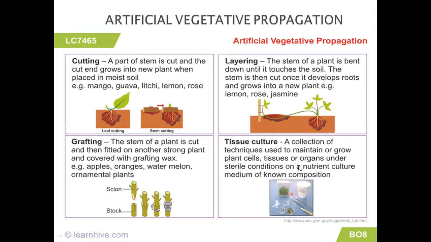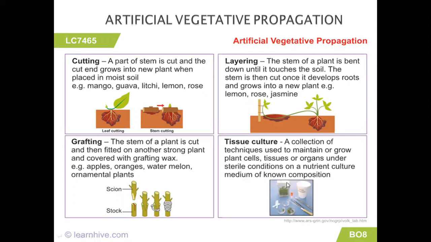Next is tissue culture. What is the tissue culture technique? We take a mass of cells from the body of an organism and then culture it. And we give that mass a suitable environment where it can grow. All the conditions are provided. And when it grows into a new individual, it is called tissue culture. A collection of techniques used to maintain or grow plant cells, tissues, or organs under sterile conditions on a nutrient culture medium.